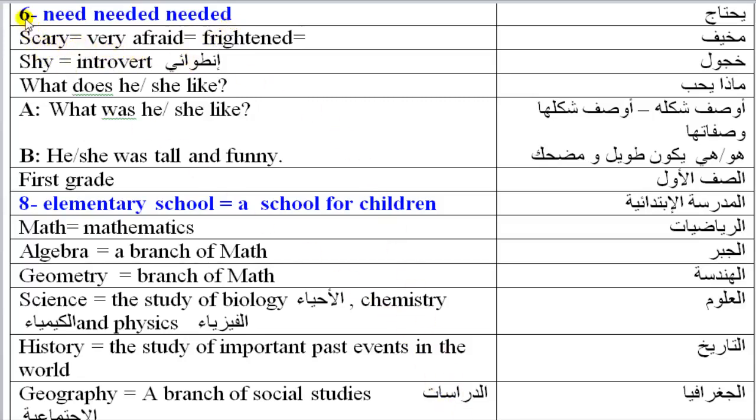Repeat after me. The words of exercise number 6. Need, needed. Scary, very afraid. Frightened, frightened, silent GH. Shy, introvert. What does he like? What does she like?